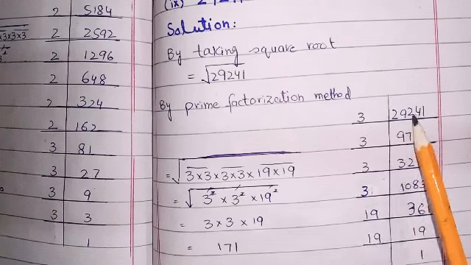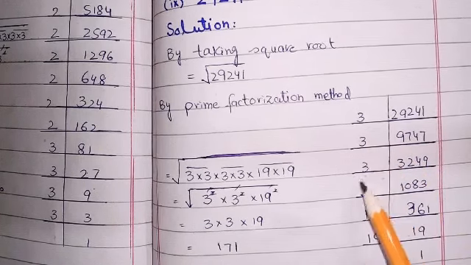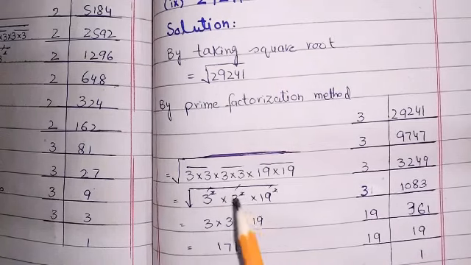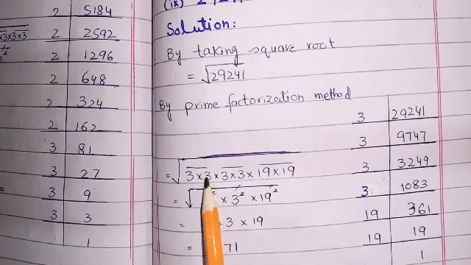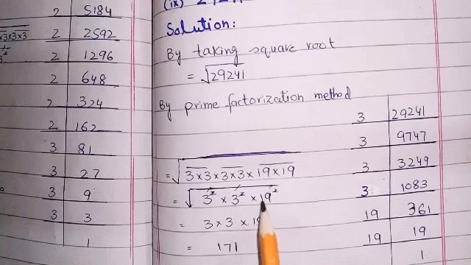So the prime factors of the number are 3 into 3 into 3 into 3 into 19 into 19. We write all the prime factors under the square root sign. We will make pairs of it. Now students, we will make square of it. 3 square into 3 square into 19 square.